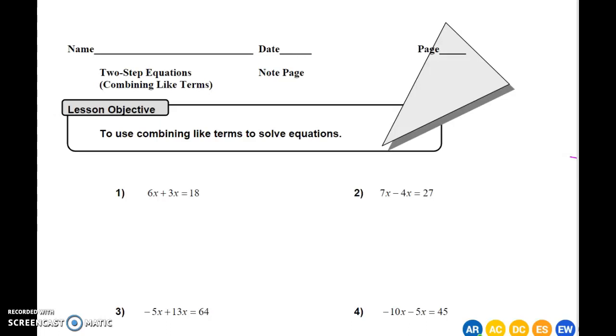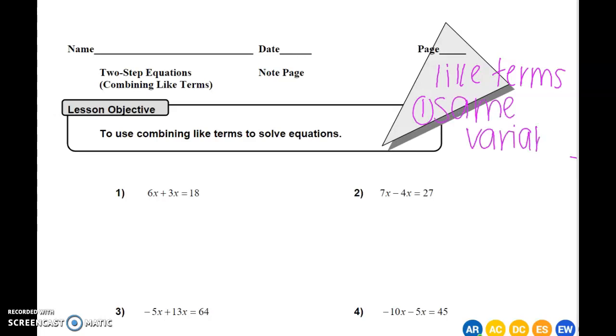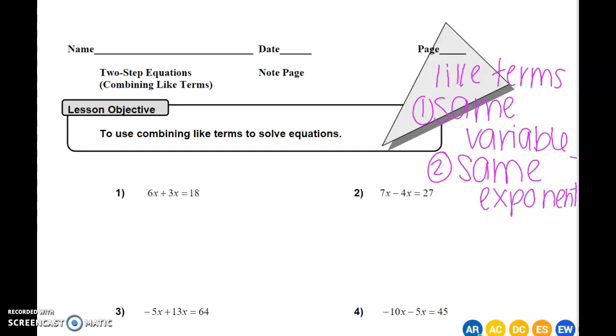I just want to make a quick video going over how to solve two-step equations when I have to combine like terms. So in case you forgot from last year, like terms have the same variable, so the same letter, and the same exponent on that variable. So we'll talk about that more in a second. Alright, so let's look at a couple examples.